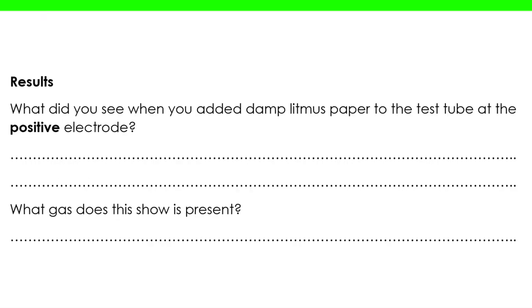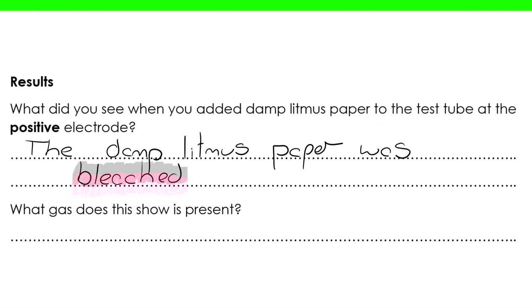So there was a section where we added damp litmus paper to the test tube at the positive electrode. Why did we do it? What did we see? What gas did it prove was there? Well, actually, what you see when you do this is that the damp litmus paper was bleached. It goes white. It may initially, very fleetingly, go red, but then it's bleached white.